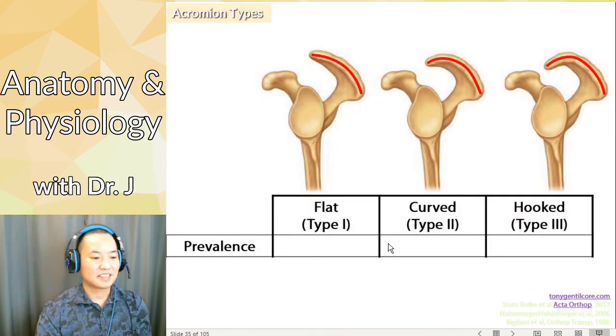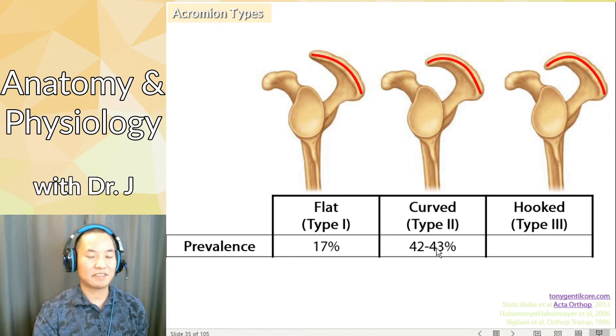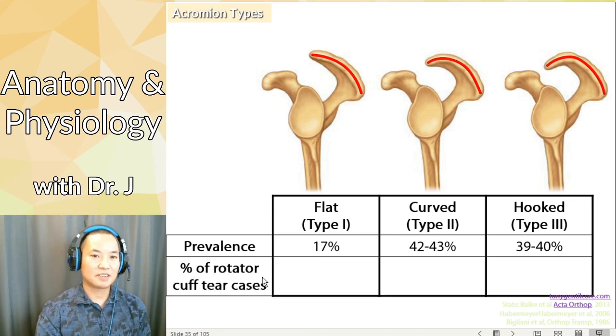The reason is prevalence. What we're talking about is how common this is in the general population. As you can see, a minority of people have a flat acromion versus this curve and this hook part. It's all involving that acromion, but different shapes of it. A very flat one versus the most extreme and curved one, that's the hooked type 3. Most people have a curved or hooked type acromion. But for the percent of rotator cuff tear cases, if the acromion shape didn't matter, you would pretty much see about the same numbers. But what do we see in real life?